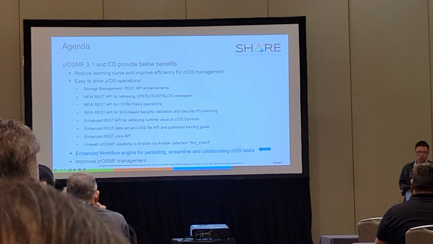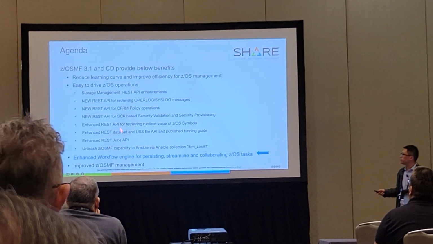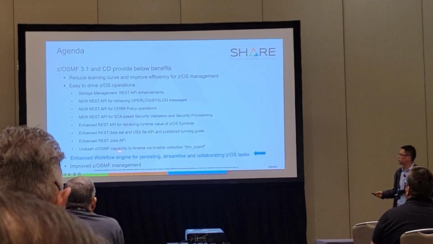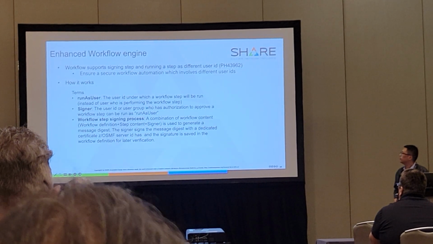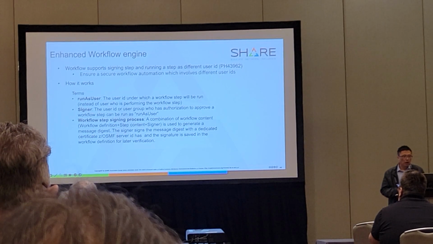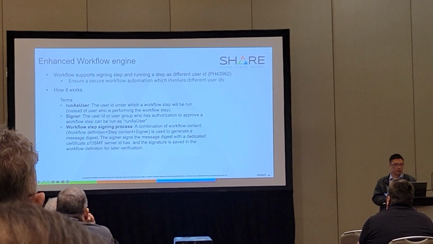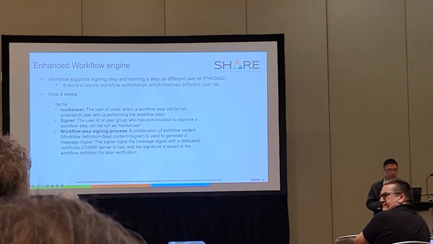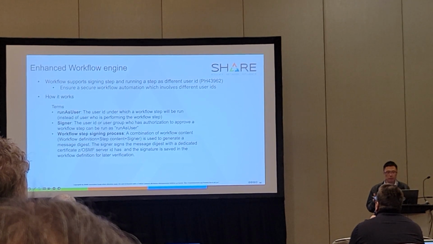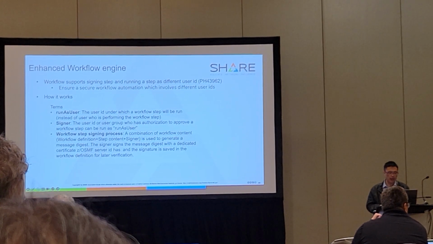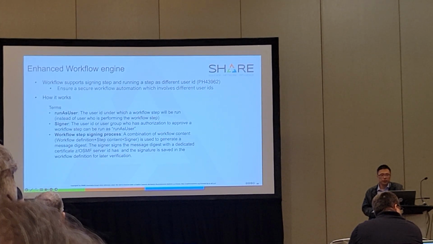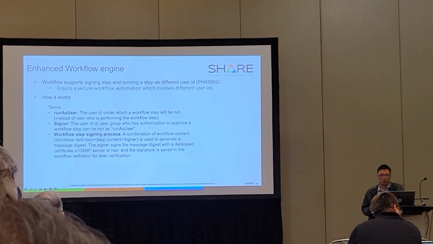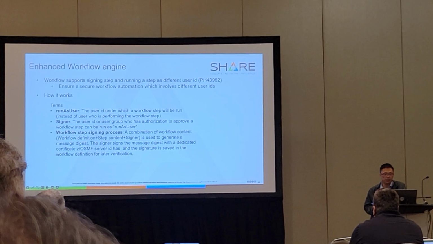Okay, so that's all about our REST API enhancements. And next, I'd like to talk about our enhancements about workflow. The first thing is about supporting signing a step and also running the step under a different user ID. That would be helpful when you need to perform workflow automation under different user IDs.